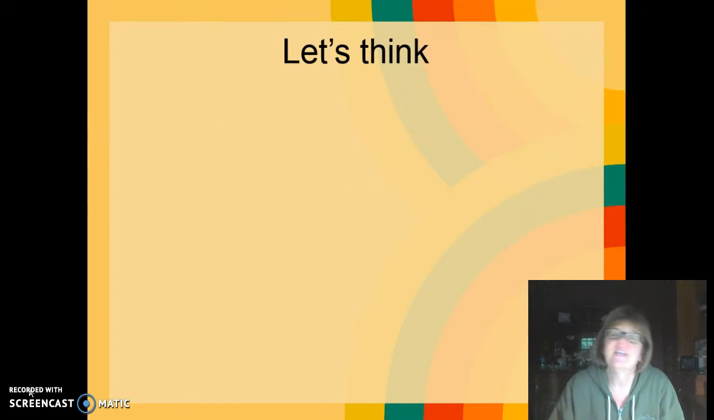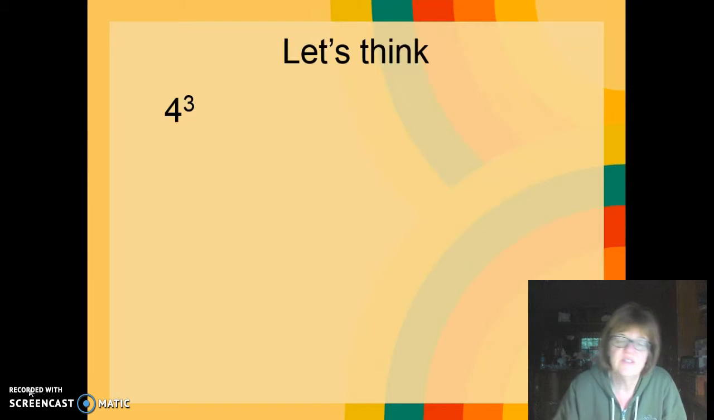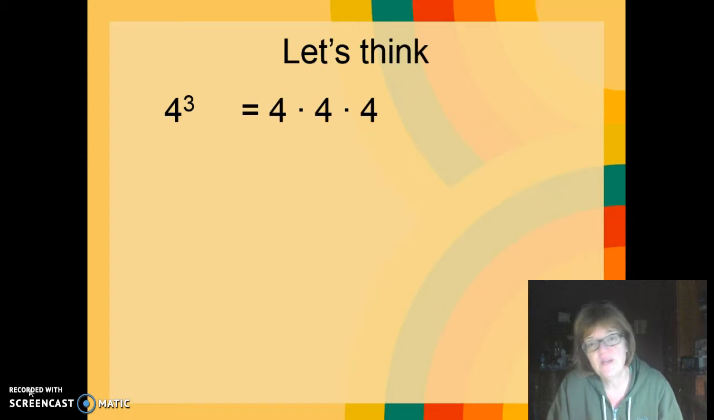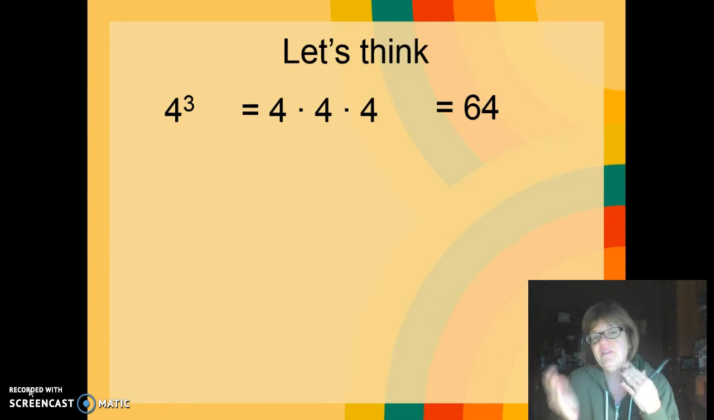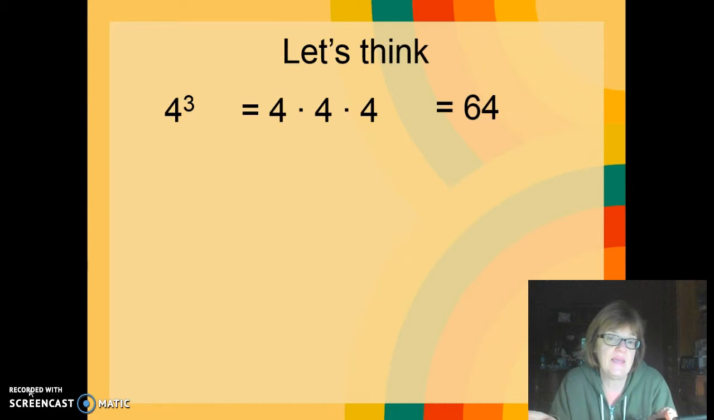So let's think about something. Here's a number: 4 with the exponent of 3. What is this actually telling us to do? It's telling us to multiply 4 times 4 times 4, and if we do that, we get the answer of 64. Easy, right? Well, does it really matter whether I put the 3 in the base and the 4 in the exponent? Are we going to get the same answer? Does it matter where we put them?